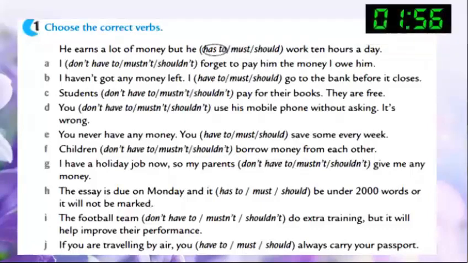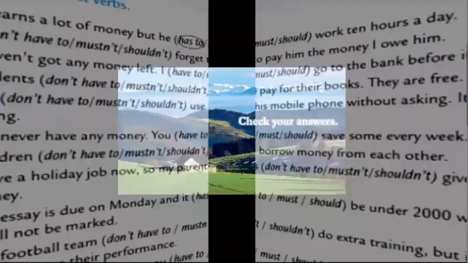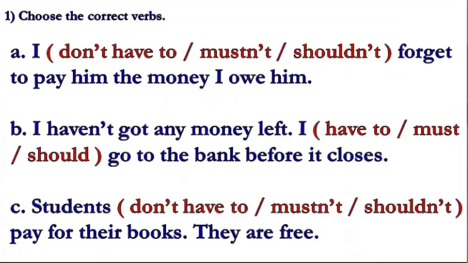Take your time to answer this exercise from A to J. Okay, I'm back. Let's check the answers together. The first one. I don't have to, I mustn't, I shouldn't forget to pay him the money I owe him. Which one is true? Who can tell me? Yes, exactly. I mustn't forget. I'm reminding myself, so I say I mustn't forget.